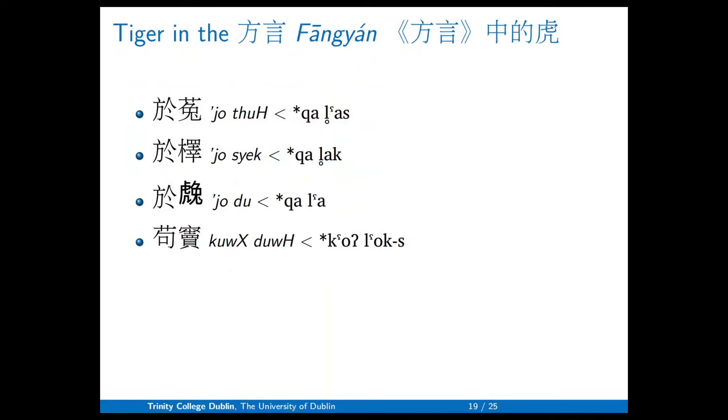So here they are in Middle Chinese, and here they are in Old Chinese, just according to the normal rule. It means that in the Han Dynasty, there were somehow words like this that meant tiger. So something like Kla, Kla, Kla, Kla.